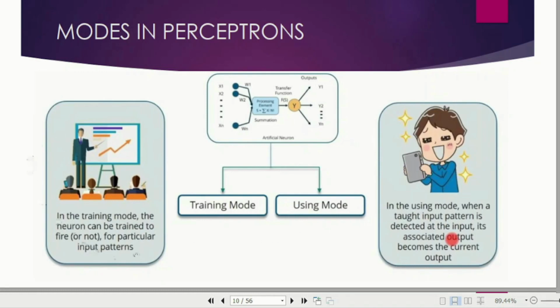Let's discuss what training mode is. In the training mode, the neuron can be trained to fire or not fire for particular input patterns. Depending on the patterns, it is fired or not. The second one is using mode. In the using mode, when a taught input pattern is detected at the input, its associated output becomes the current output. You can see in the diagram, and using mode is very reliable.